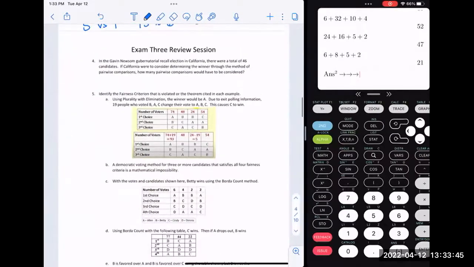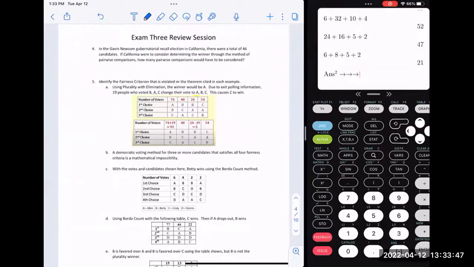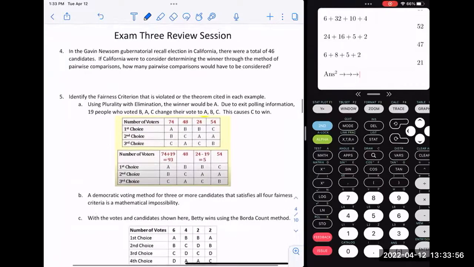All right, so the rest of the voting problems that I have prepared here are relating to counting our pairwise comparisons and then some of the fairness criterion. So this first one says in the Gavin Newsom gubernatorial recall election in California this past fall, there were a total of 46 candidates. So if California were to have considered determining the winners through the method of pairwise comparisons, how many pairwise comparisons would have to be considered?